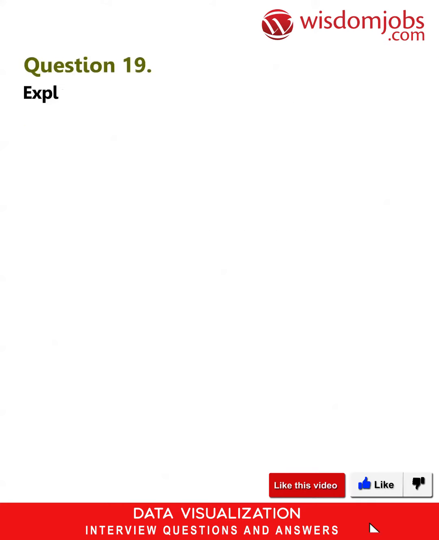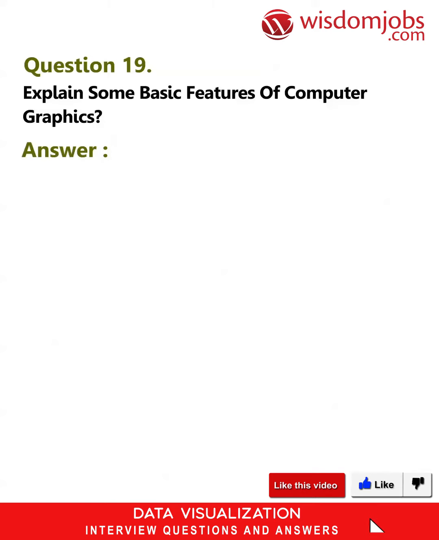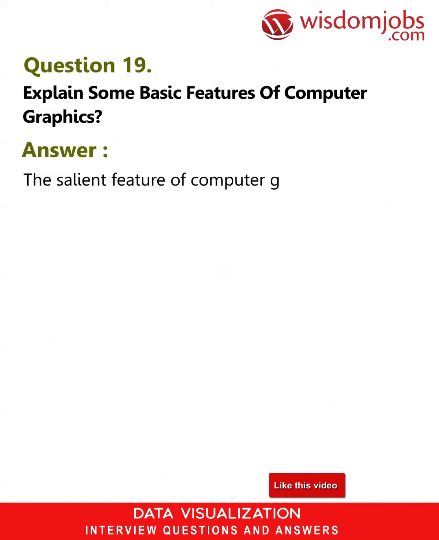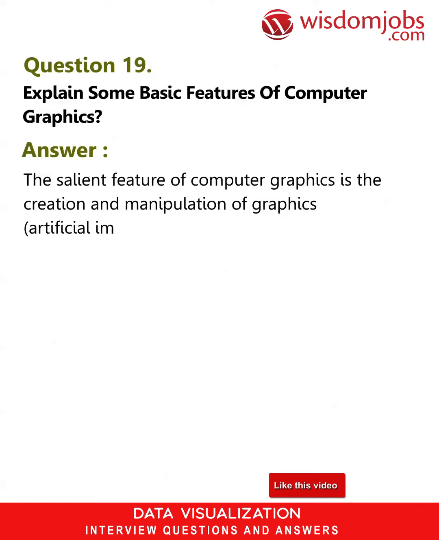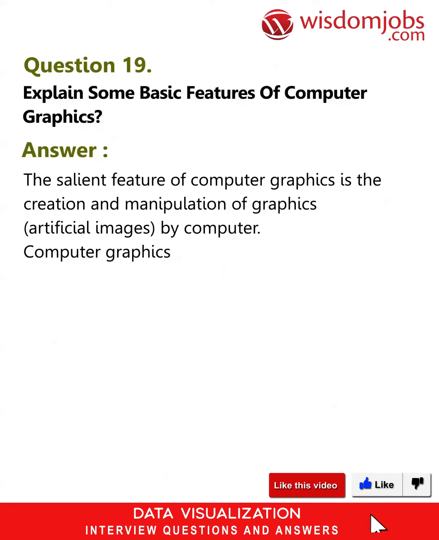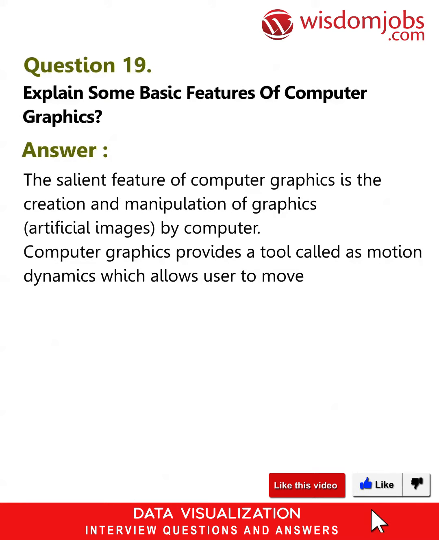Question 19. Explain some basic features of computer graphics. Answer. The salient feature of computer graphics is the creation and manipulation of graphics, artificial images, by computer. Computer graphics provides a tool called motion dynamics, which allows the user to move objects.